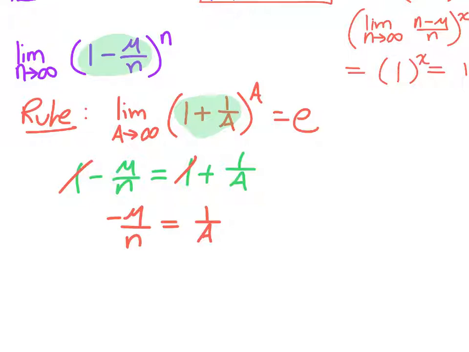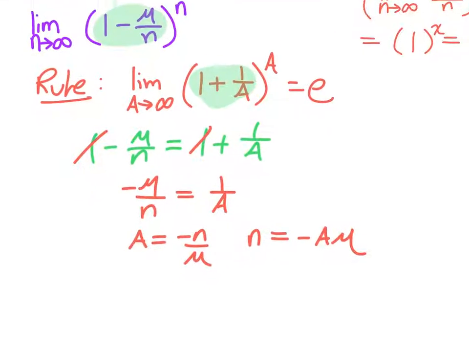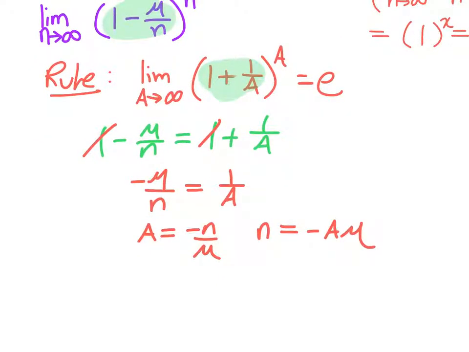And I can also solve for n. And I would need both of those pieces of information. So a would be equal to negative n over mu. And n, just through cross multiplication, would be equal to negative a times mu. All right. So I'm just using substitution here.